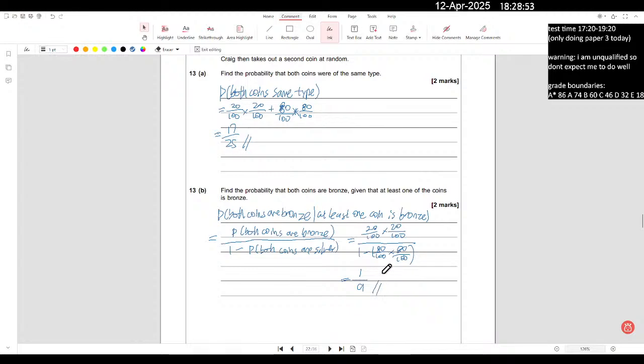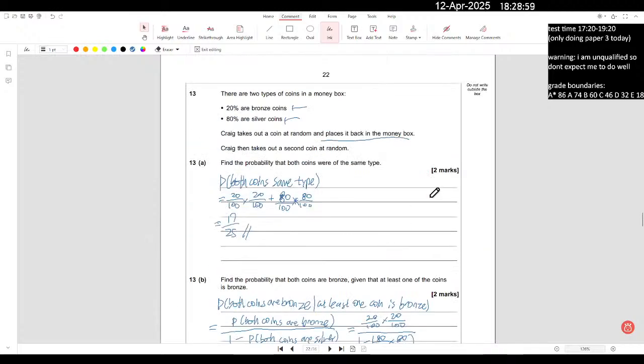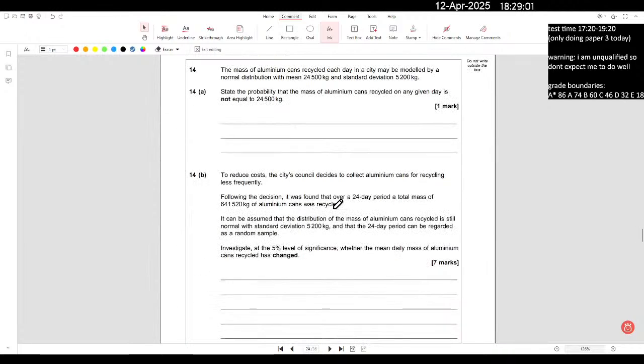1/9. Is this a normal GCSE maths question? No, this is in A levels. Well, sometimes they have easier questions.